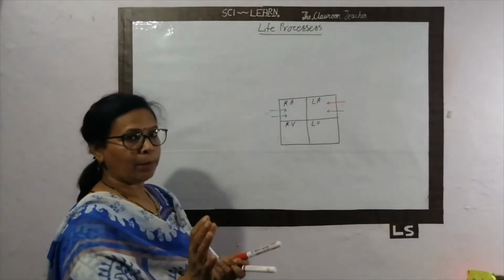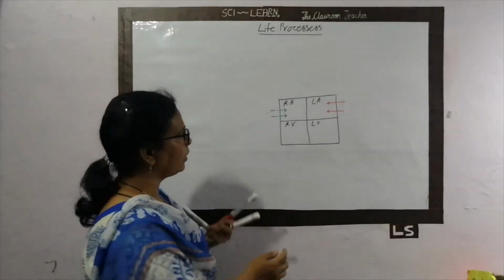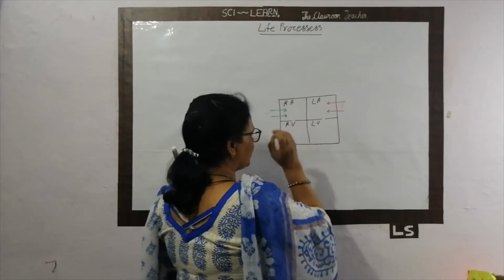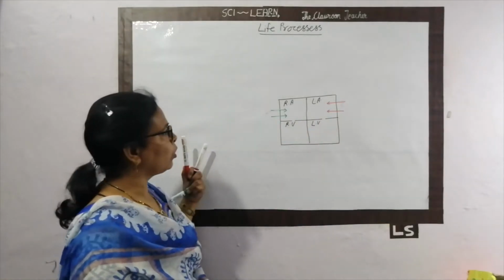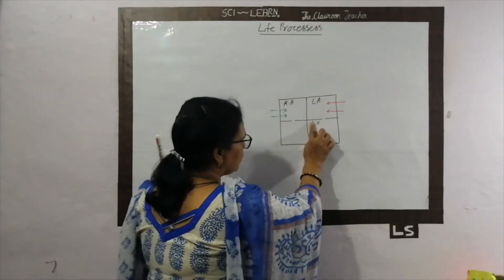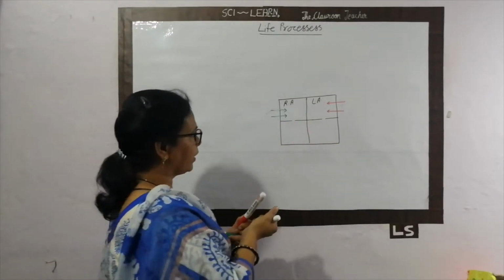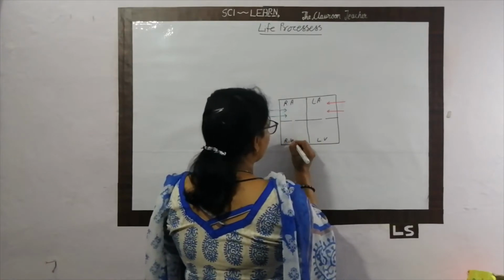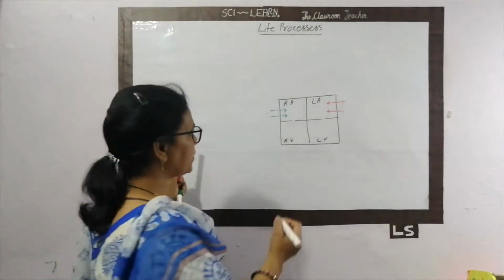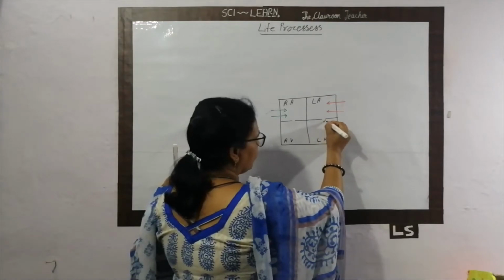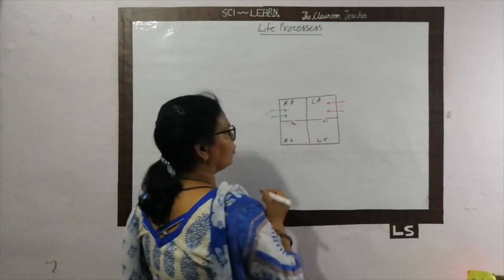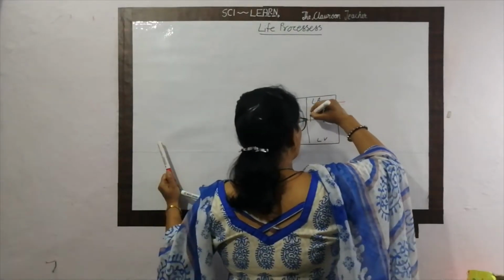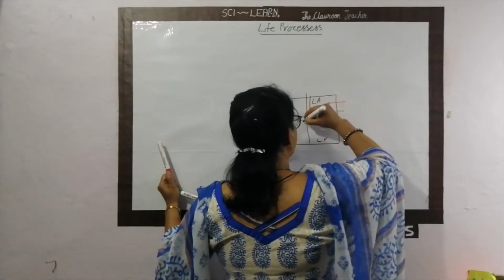Then what happens in our heart? Here one valve is present, and here also one valve is present. And what that valve is called, I'm writing it again. This is the left ventricle and this is the right ventricle. One valve is present here. This valve is called V1 and this valve is called V2. Valves are present here also, like this.